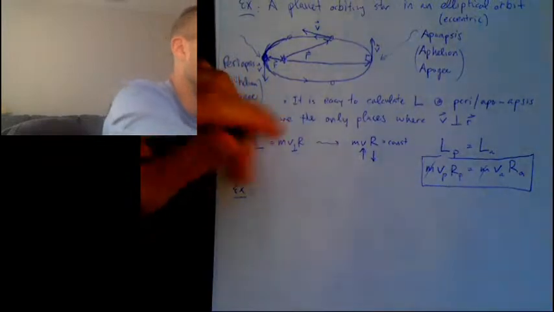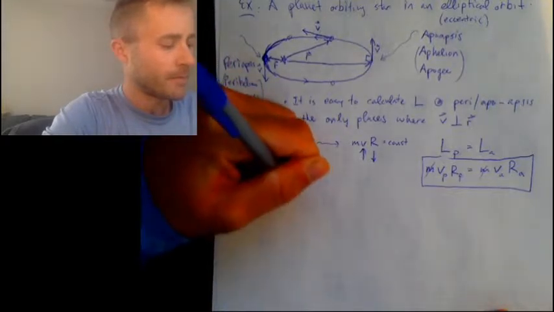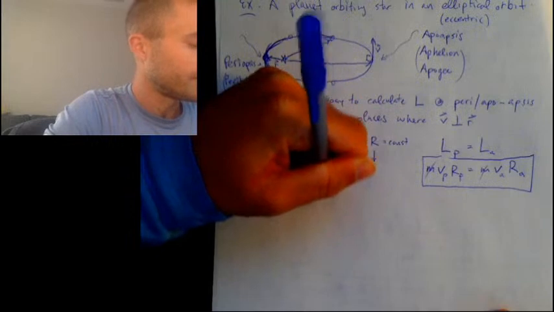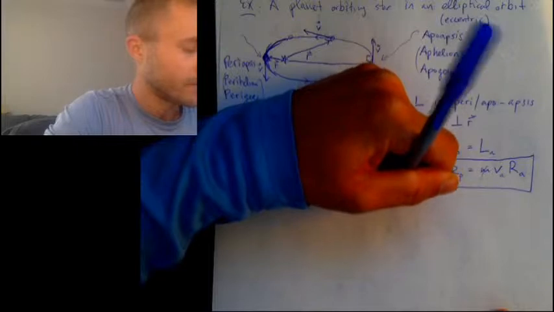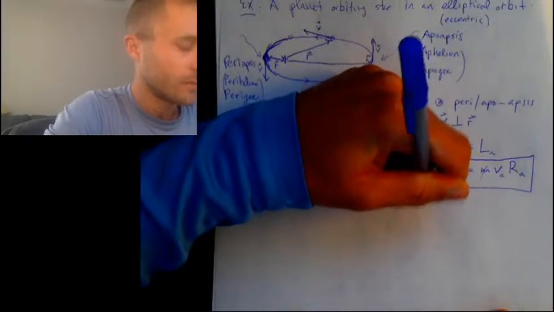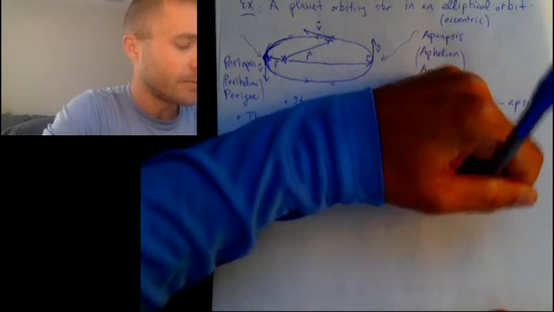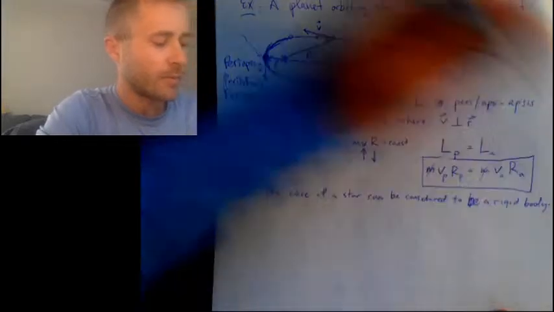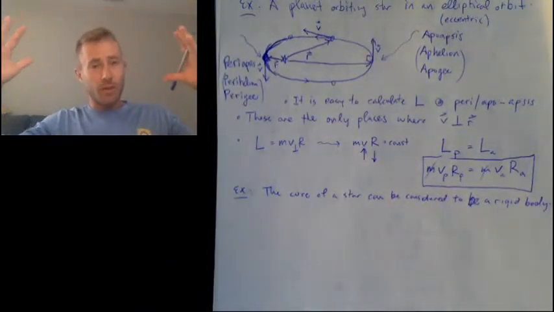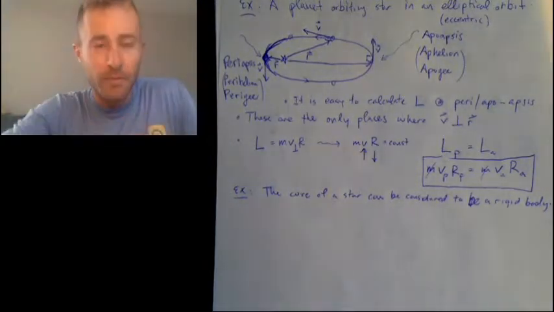Let's do another example. The core of a star can be considered to be a rigid body. A star, just like a planet, has a crust, a mantle, and a core.